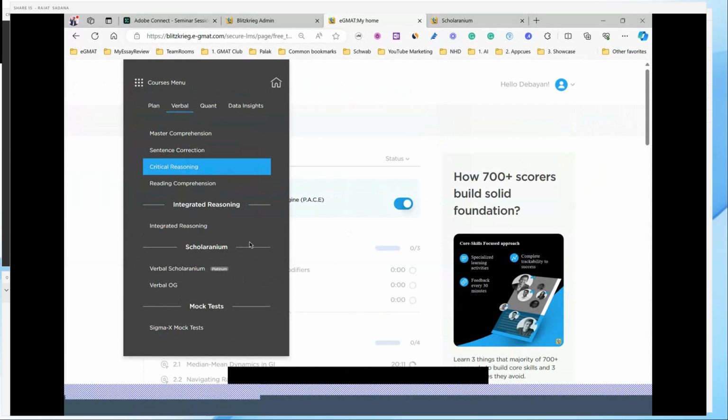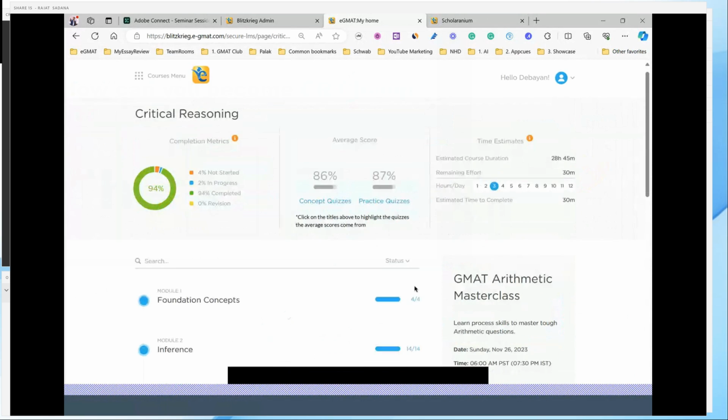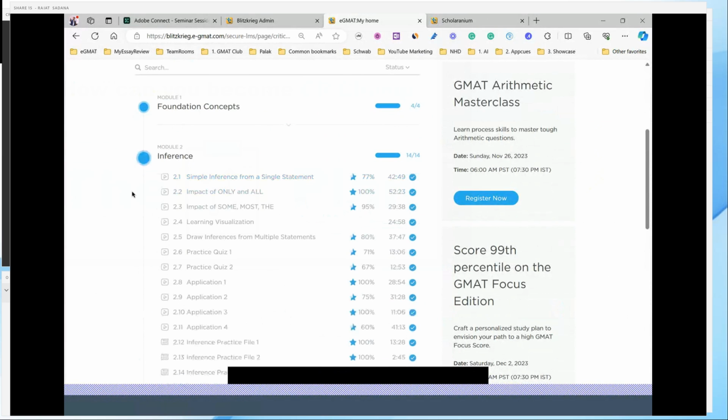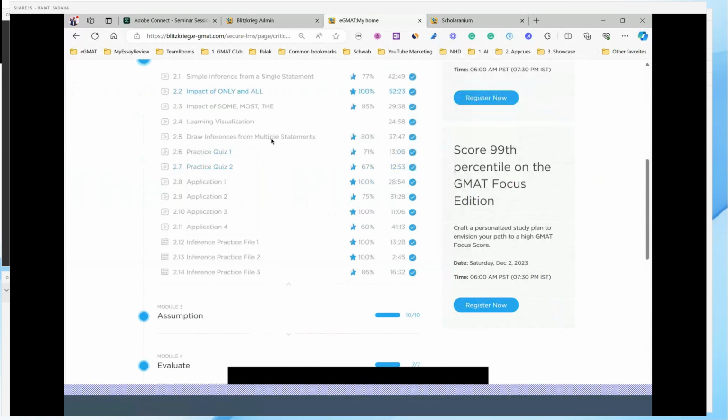If you are a paid student and you're starting with CR right now, what's really important is you understand where you learn visualization, and that's where the inference module is really critical, where you focus on understanding how the words only and all impact the visualization. What's the visualization for some, most, and the? This is where you go from simple statements to complex statements, and the examples and exercises here will actually make you think.